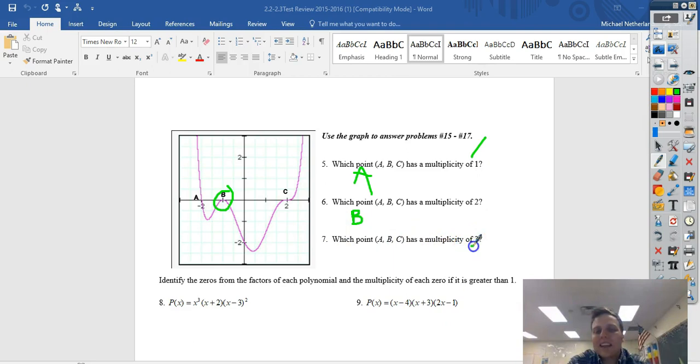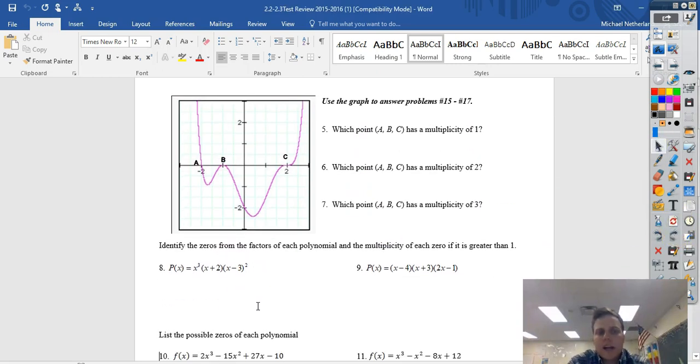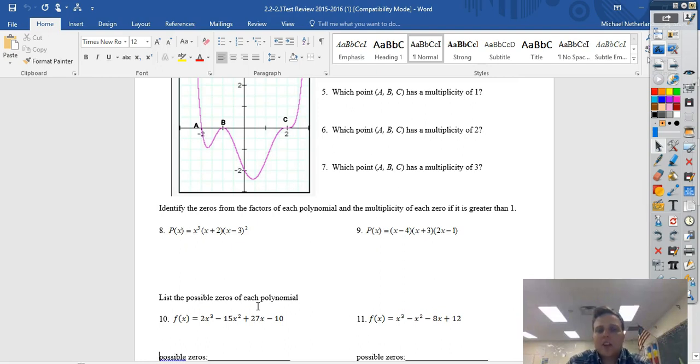Which point has a multiplicity of 3? Remember, multiplicity of 3 looks like a squiggle through the x-axis, okay? And so C is the one that does that. Alright, so that's 5, 6, 7. Let's look at problem number 8. Problem number 8: identify the zeros from the factors of each polynomial, and then also identify the multiplicities of each zero if it is greater than 1.